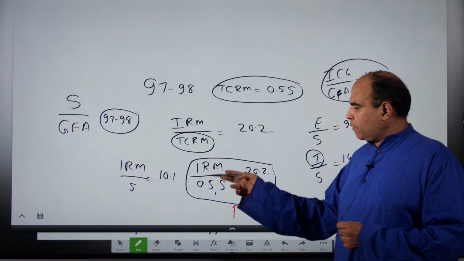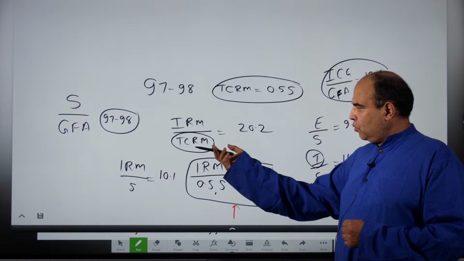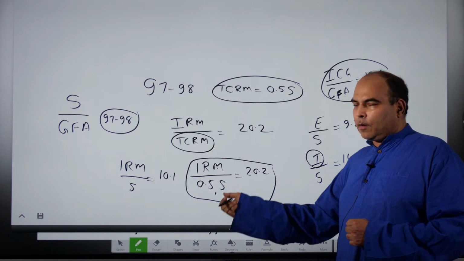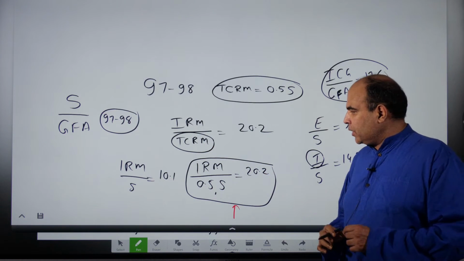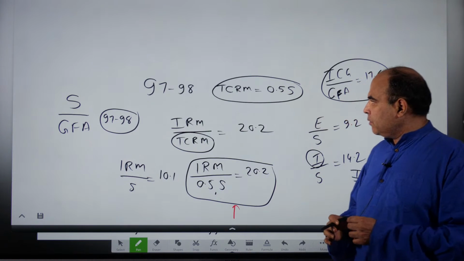They had told us total cost of raw material is 0.5 S. So if you take this 0.5 to the other side, you will get the value of IRM upon S from there. So that part should be clear. Let me just explain the other part to you.